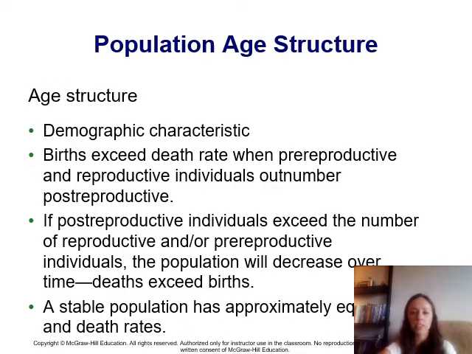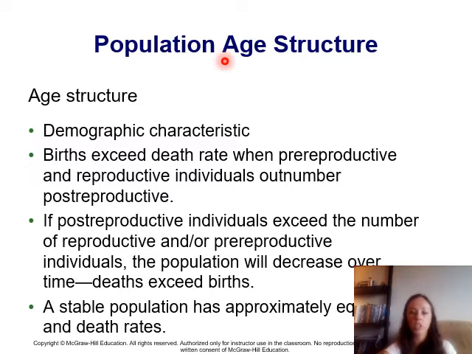Within a population, pre-reproductive describes animals who are too young to reproduce, like children. Reproductive animals are old enough to reproduce, like people in their late teens all the way up to their early 50s. And then post-reproductive animals are those that are too old to give birth. The age of all the individuals within a population will determine whether that population grows, remains stable, or declines.